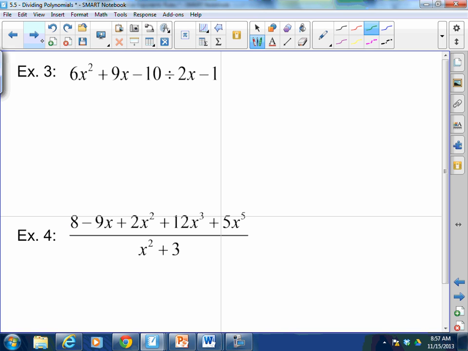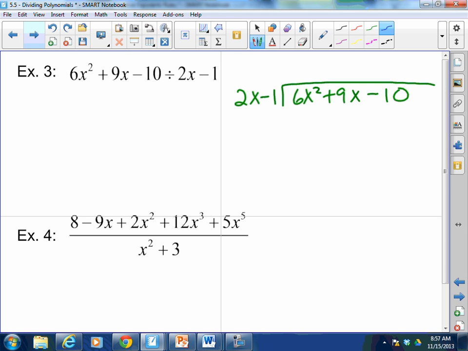So let's do it. We got 2x minus 1 into 6x squared plus 9x minus 10. Okay. First of all, we're working with the leading term. The leading term is the highest exponent variable. How many times does 2x go into 6x squared? Worst case, you go 6x squared divided by 2x. How many times does 2x go into 6x squared, guys? 3x. So I have a 3x.